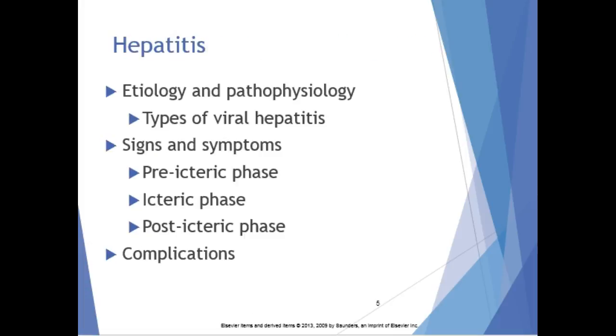Next, we'll talk about disorders of the liver. First of all, there's hepatitis. There's 5 different types of hepatitis. There's hepatitis A, hepatitis B, hepatitis C, D, and E virus.